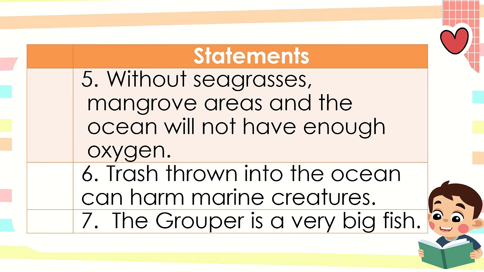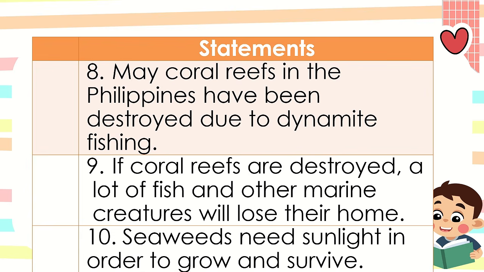Number 7, the grouper is a very big fish. 8, many coral reefs in the Philippines have been destroyed due to dynamite fishing. 9, if coral reefs are destroyed, a lot of fish and other marine creatures will lose their home. 10, seaweeds need sunlight in order to grow and survive.